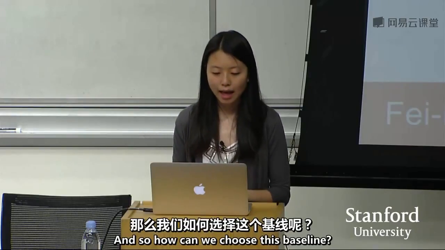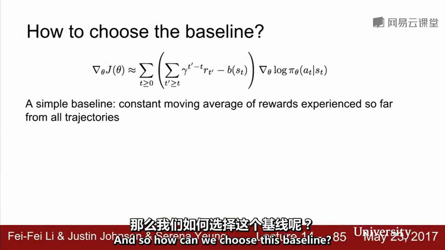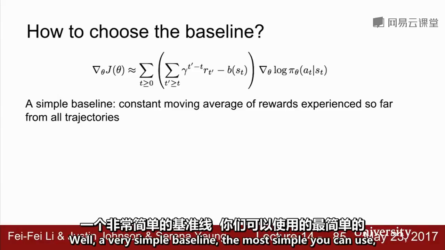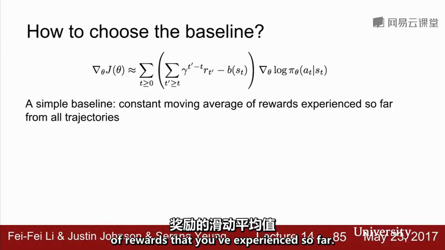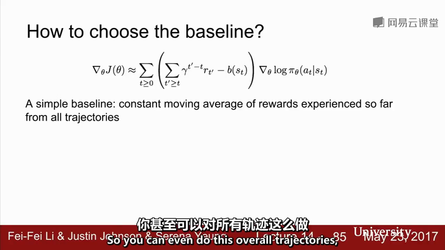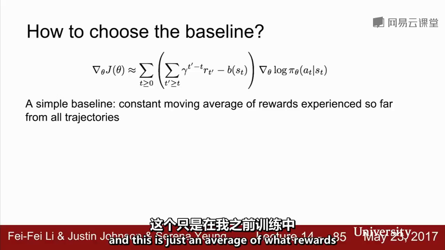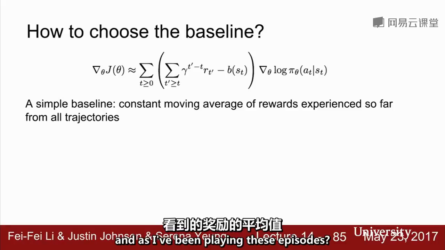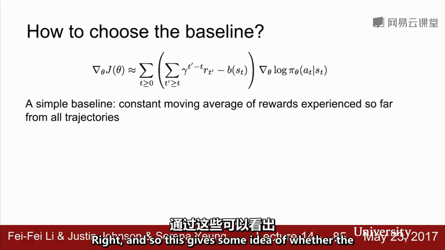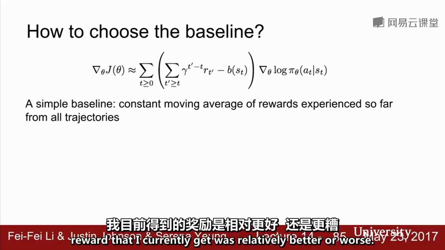And so how can we choose this baseline? Well, a very simple baseline, one of the most simple you can use, is just taking a moving average of rewards that you've experienced so far. You can even do this over all trajectories, and this is just an average of what rewards I've been seeing as I've been training and playing these episodes. This gives some idea of whether the reward that I currently get was relatively better or worse.